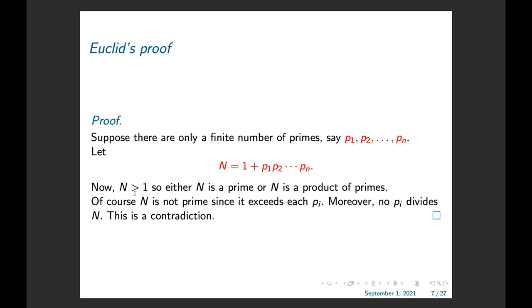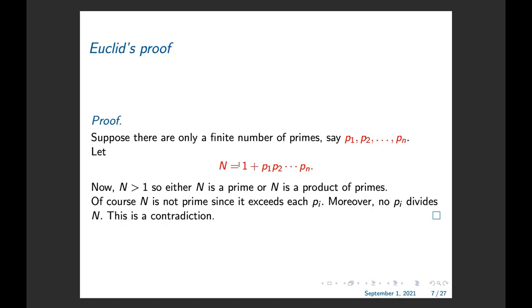Clearly, n is greater than 1. So by the fundamental theorem of arithmetic, n is either a prime or is a product of primes. Of course, n is not a prime since n is bigger than each of these primes, p1, p2 up to pn, and we have assumed that these are the only primes. Since n is bigger than each of these primes, n cannot be a prime.